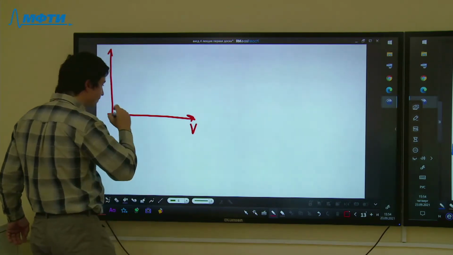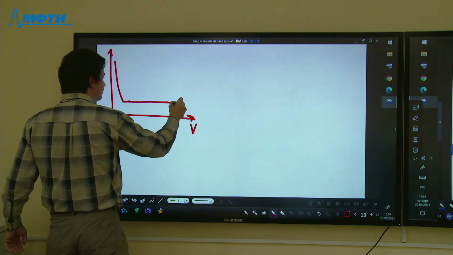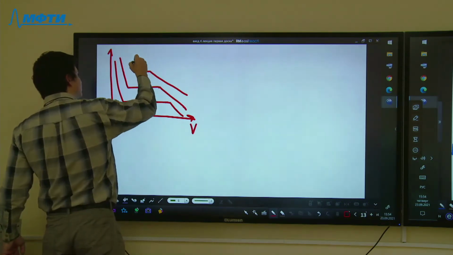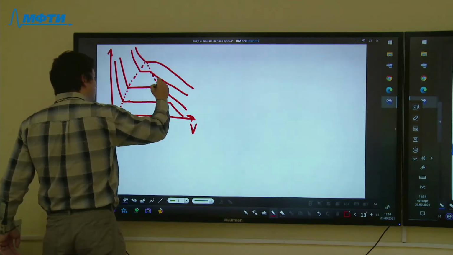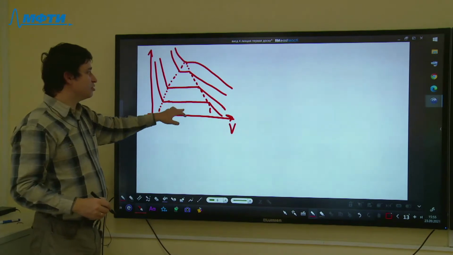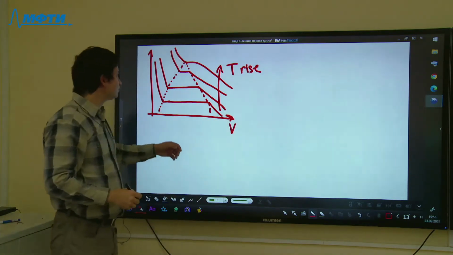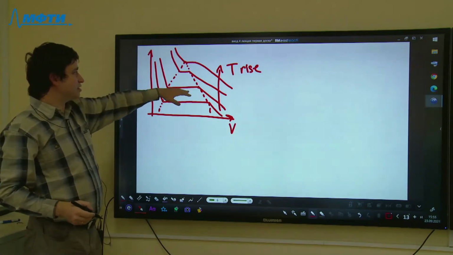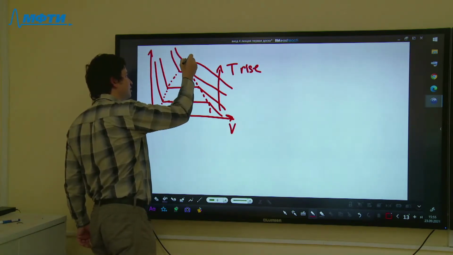What I would see is the following. As I increase the temperature, the length of this plateau would decrease. So this is the direction of the temperature rise. And the length of this phase transition would decrease as I increase the temperature until the phase transition disappears. And this point where the phase transition disappears is called the critical point.